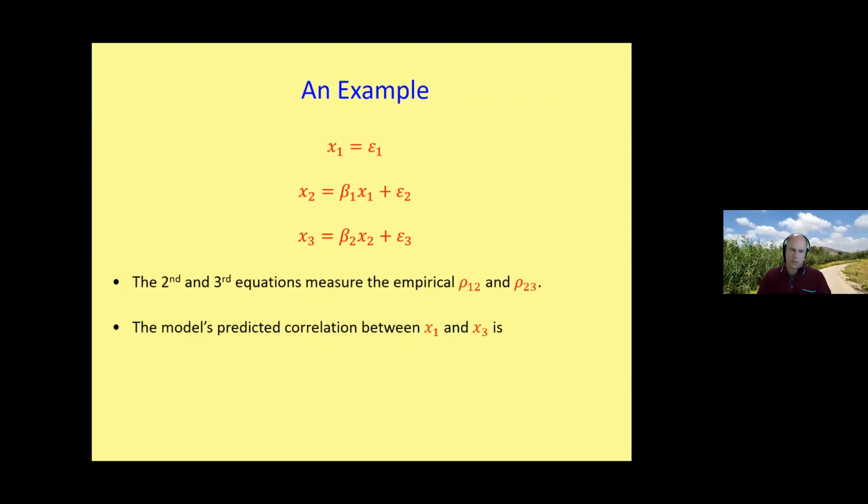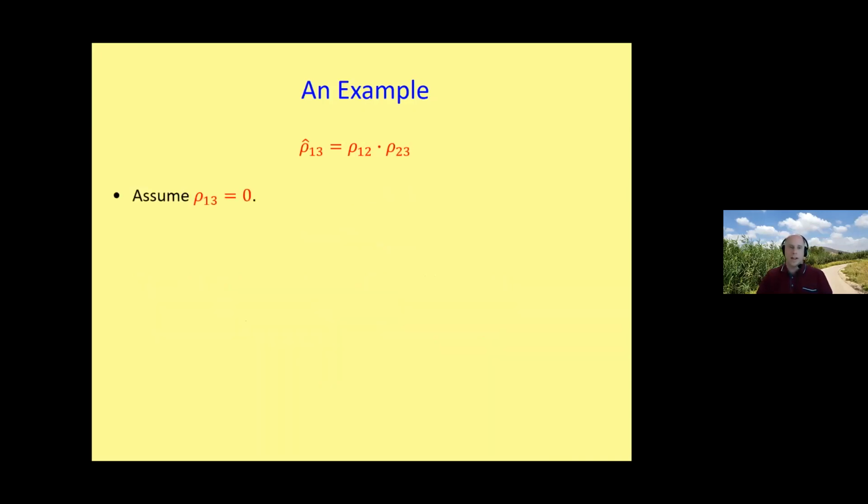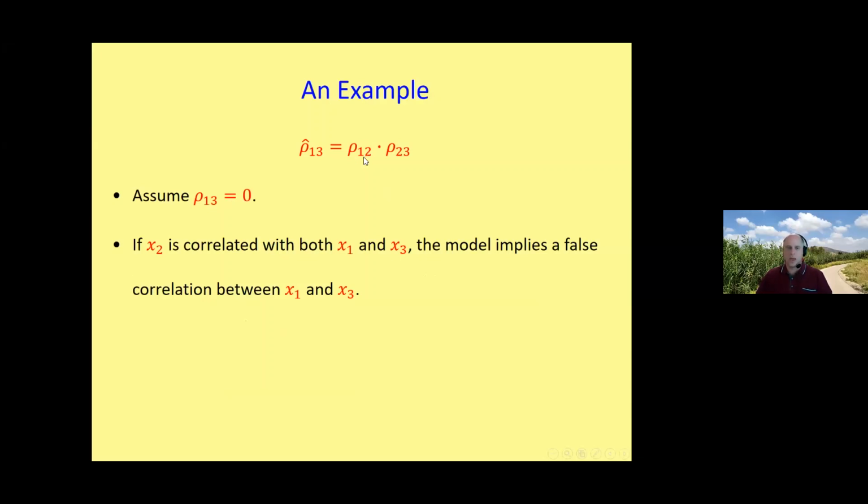The distortion arises when the analyst extrapolates from these 2 empirical correlations and predicts the following correlation. Based on the model's assumptions, the predicted correlation between x1 and x3 is the simple product of those 2 correlations. So that's the predicted correlation between x1 and x3, given the model's assumptions. Now, suppose that in reality, x1 and x3 are not correlated. So if the analyst didn't cheat, then he should be getting 0. However, it's easy to see, and that's a trivial observation, that if x2 happens to be correlated with x1 as well as correlated with x3, then we would have a product of 2 non-zero numbers, and therefore we would get a predicted non-zero correlation between x1 and x3. So we're cheating about that.